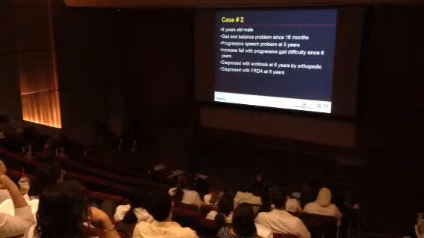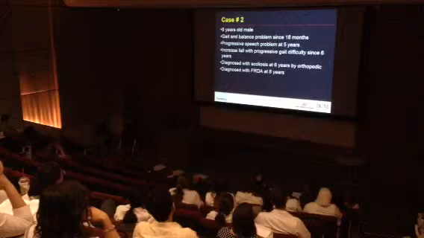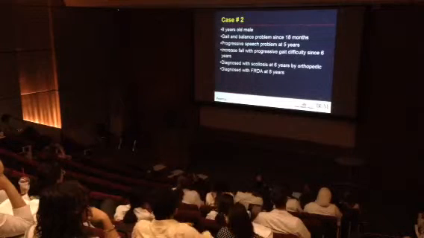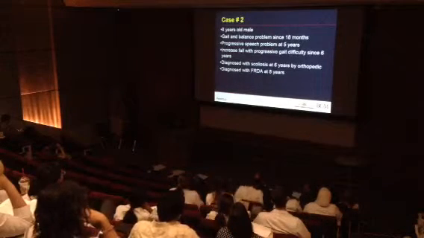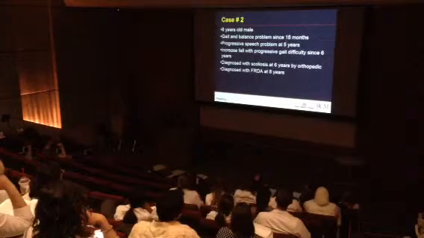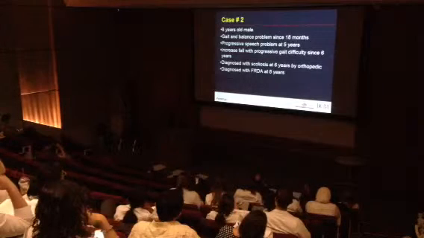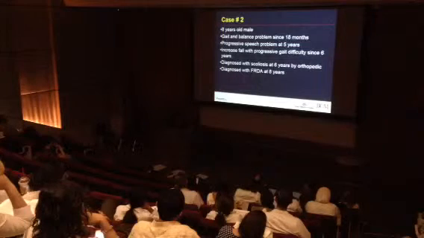Then he developed progressive speech problems at 5 years. He started falling more frequently, with gait difficulty at 6 years of age. He was diagnosed with scoliosis at 6 years, and then with Friedreich's ataxia at 8 years. So you can see that it's a slowly progressive disease, and all the symptoms might not be evident at the start. So that's why it takes a little longer to diagnose Friedreich's ataxia.